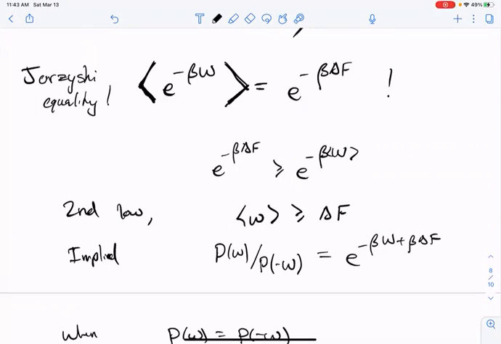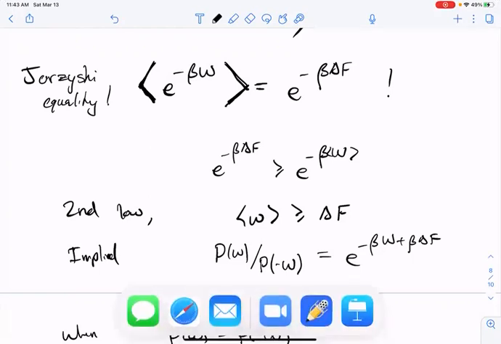This equality implies that while on average, the average work that I do on the system is greater than the free energy difference, for the equality to hold, it must be that there are instances where the amount of work done on the system is less than the free energy. That's the only way to average that exponential and get something which is an equality. So let's actually explore that.